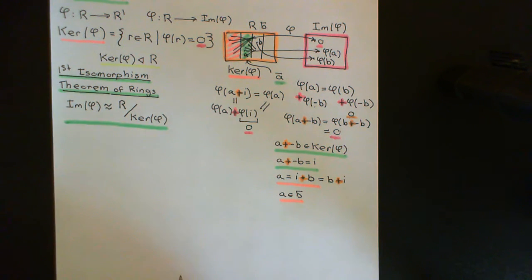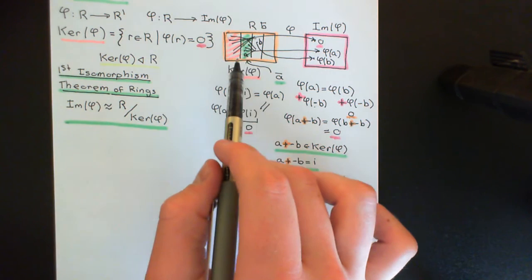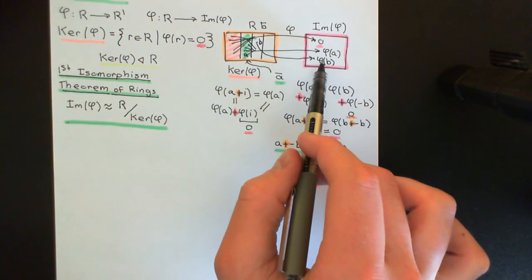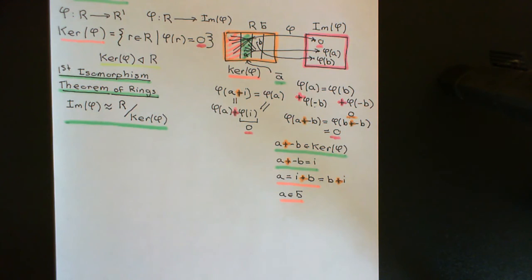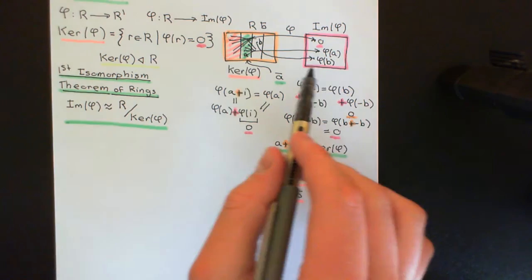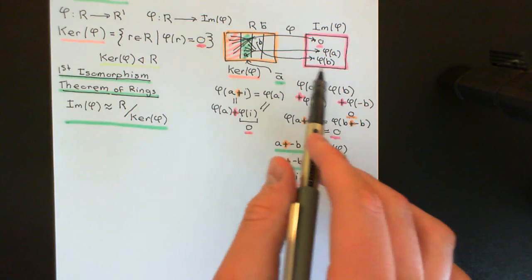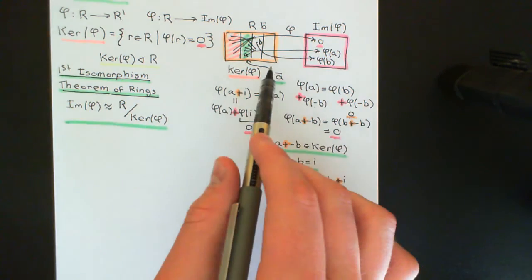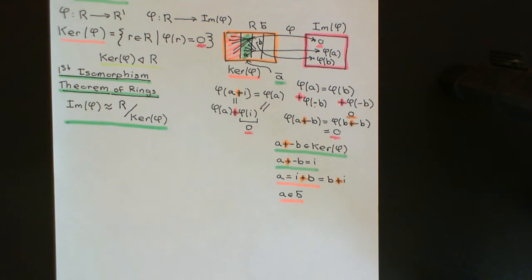Okay, so far what we've proven is that elements that are in the same coset are mapped onto the same element in the image of the homomorphism by the ring homomorphism, and elements that are in different cosets of the kernel of the homomorphism are mapped onto different elements in the image of the homomorphism. So we have a beautiful correspondence between elements in the image of the homomorphism and cosets of the kernel of the homomorphism in the domain ring. And this now is going to become our isomorphism.